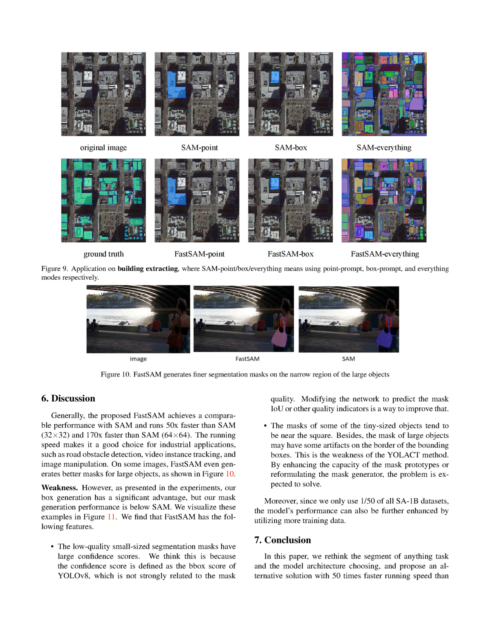Section Summary. The box generation in our experiments has a significant advantage, but the mask generation performance is below par. We found that the confidence scores for low-quality small-sized segmentation masks are large, which is not strongly related to mask quality. The weakness of the YOLACT method is that the masks of some tiny-sized objects tend to be near square, and the masks of large objects may have some artifacts on the border of the bounding boxes.